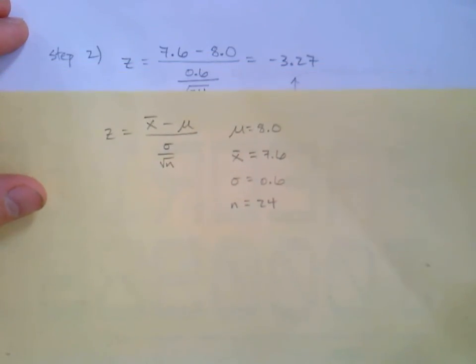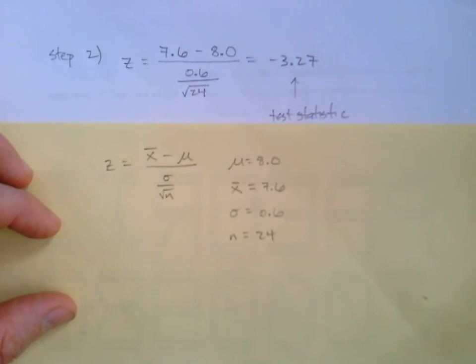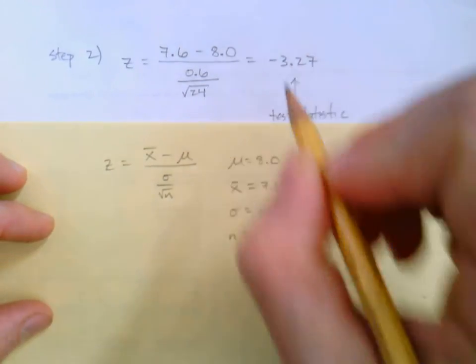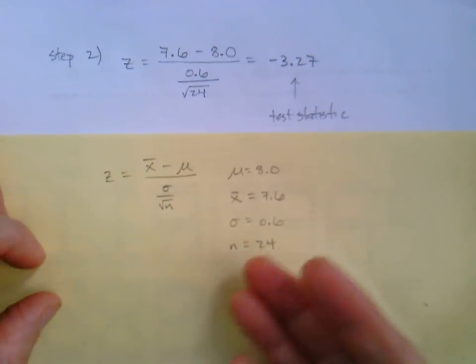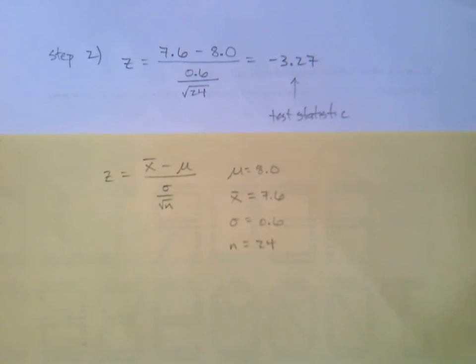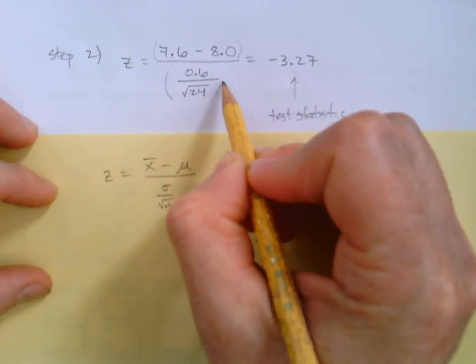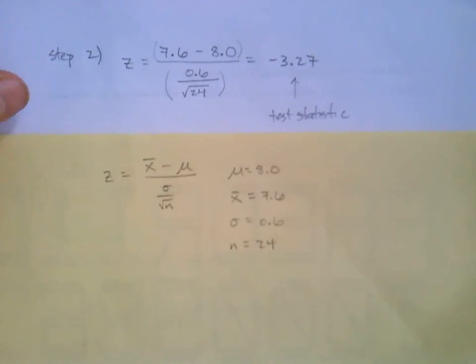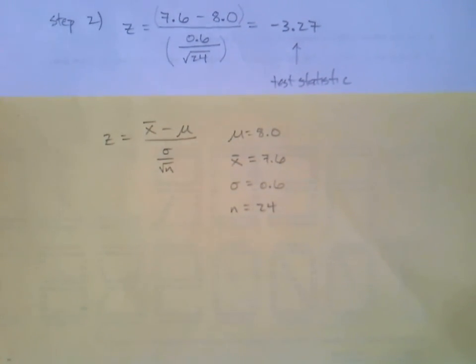Okay, let's go ahead. I put all those numbers in: 7.6 minus 8.0 divided by 0.6 over the square root of 24. And I rounded to 2 places. I got negative 3.27 as the test statistic. So make sure you get that number. You may have to throw parentheses around numerator and denominator. We've done a lot of these by now, though. Okay, let's go to step 3.